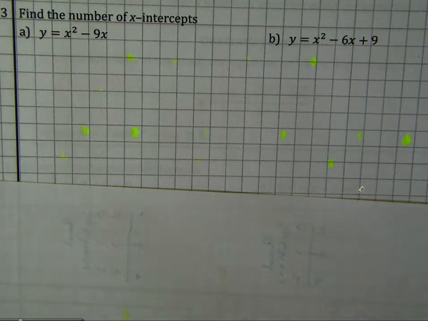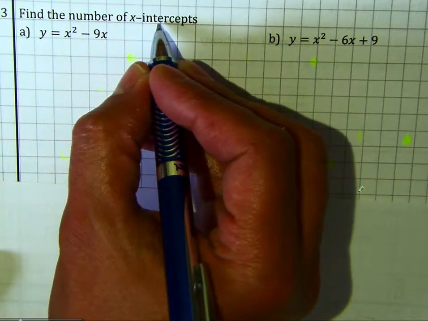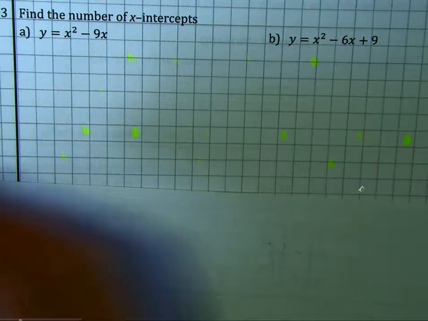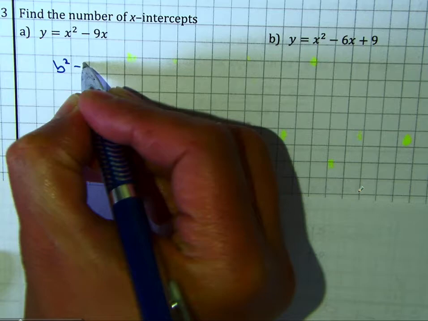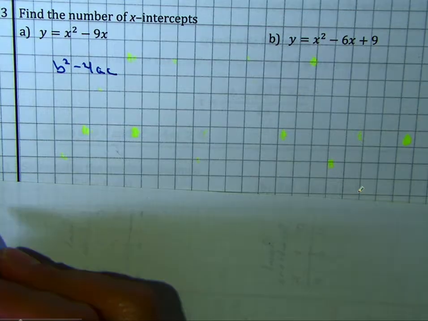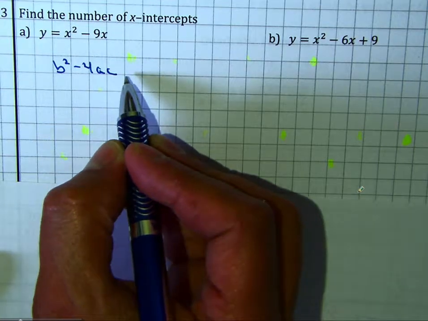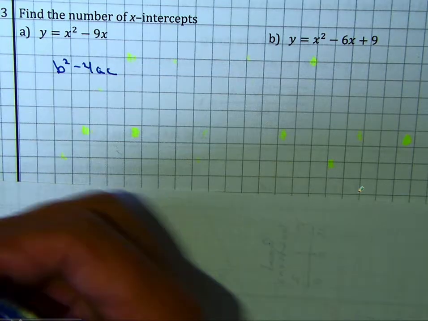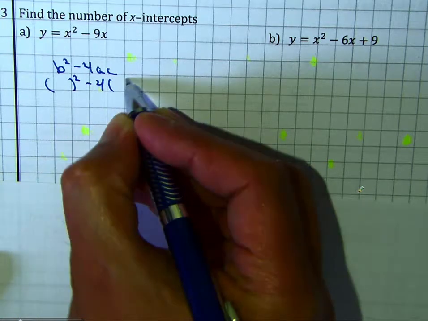Excellent. So we are going to find the discriminant to find the number of x-intercepts. And we're going to use b squared minus 4ac. Sing it with me. B squared minus 4ac. And I'm going to set up my expression first. b squared minus 4ac.